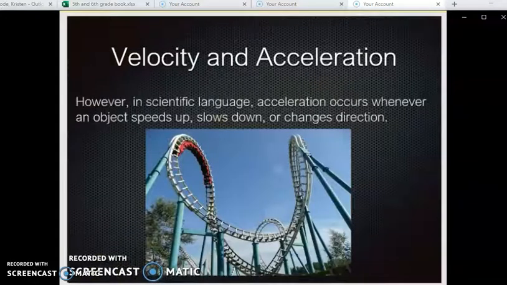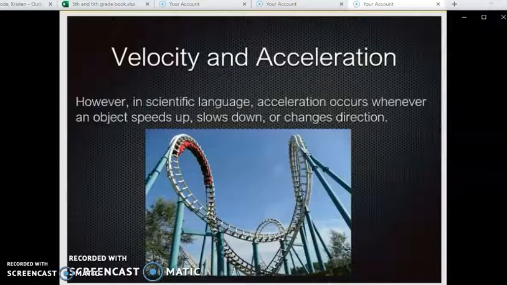However, if we're talking about this in science terms, acceleration occurs whenever an object does these 3 things. Acceleration occurs whenever an object speeds up. So think about this: if I'm driving in a car and I hit the gas pedal, I'm speeding up. I'm accelerating to go down the road. Acceleration also occurs when we slow down. Now, sometimes we call this deceleration, but if we're talking in scientific language, negative acceleration is the same thing as slowing down or deceleration. So it's a type of acceleration. So if I hit the brakes, I'm obviously slowing down, so that's a type of acceleration.